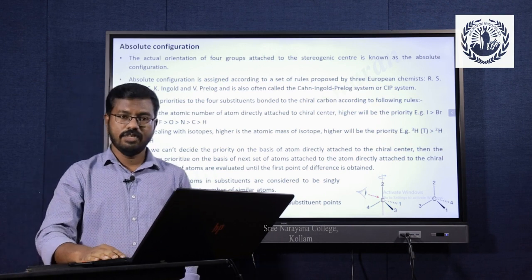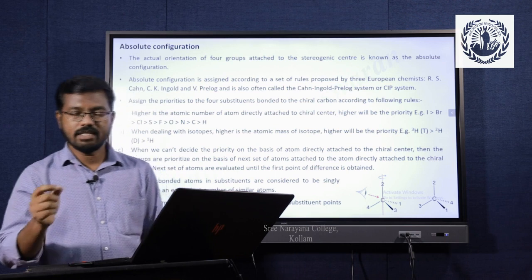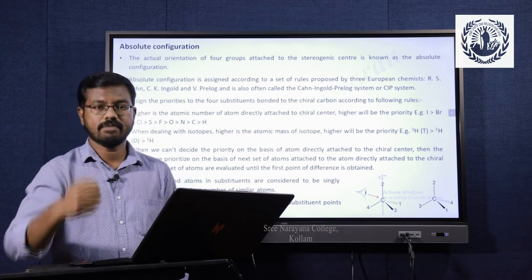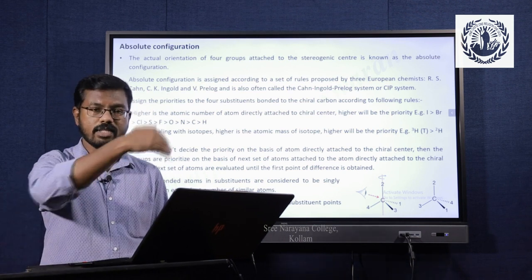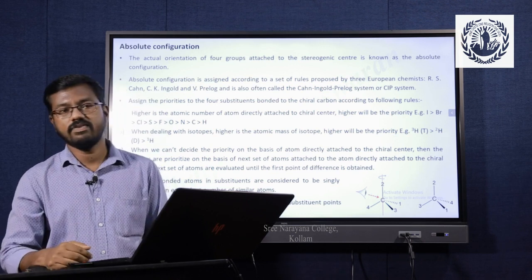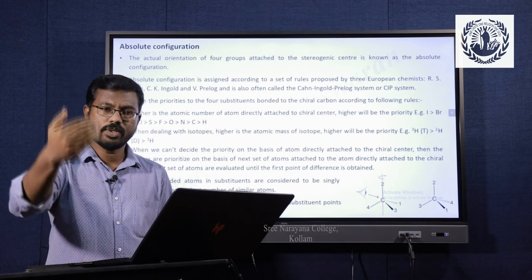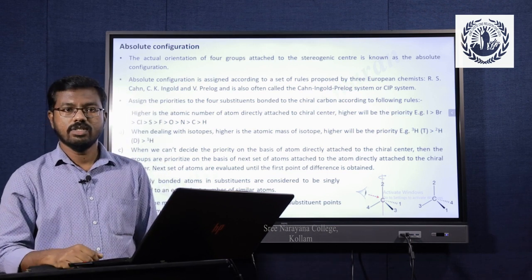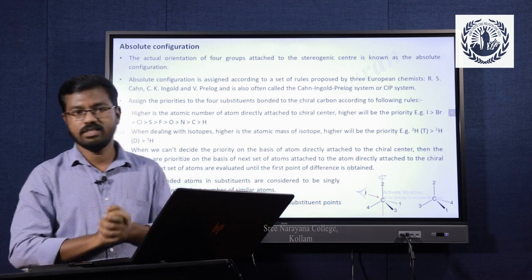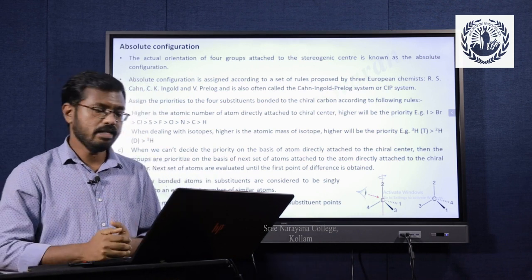Next, if we can't decide the priority on the basis of the atom that is directly attached to the chiral carbon, then we should go to the next atom. There we should apply all these rules, whatever I said. There also, if you can't assess the priority, then you should go to the next carbon atom. So, it should be continued until we get the first difference. Maybe when we are working out some examples, you will get more idea.